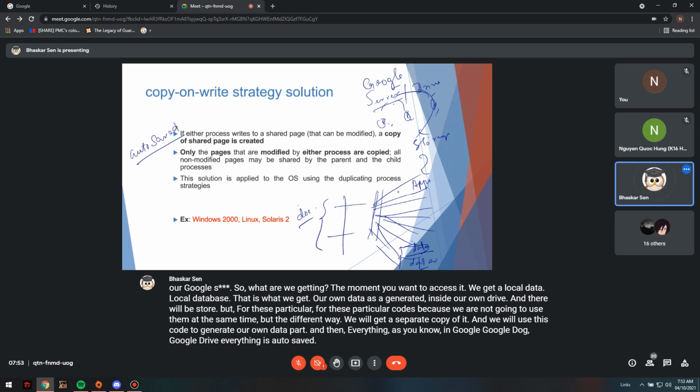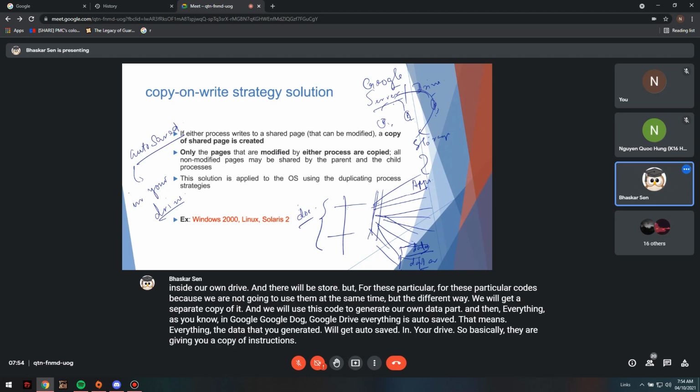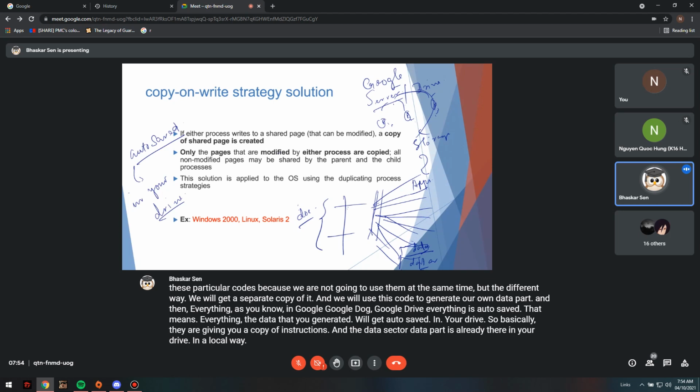That means everything, the data that you generated will get auto-saved in your drive. So basically, they are giving you a copy of the instructions, and the data part is already there in your drive in a local way, and you are running them on your server and storing it inside your drive.